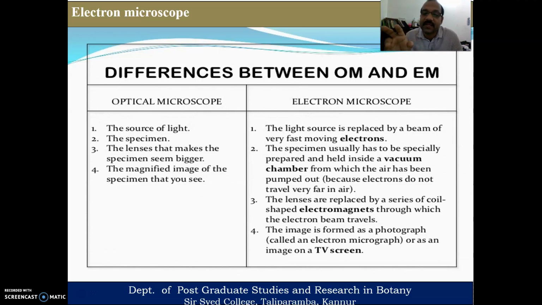The lenses are replaced by a series of coil-shaped electromagnets through which the electron beam travels.